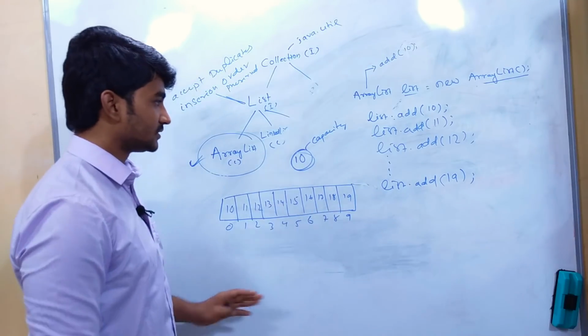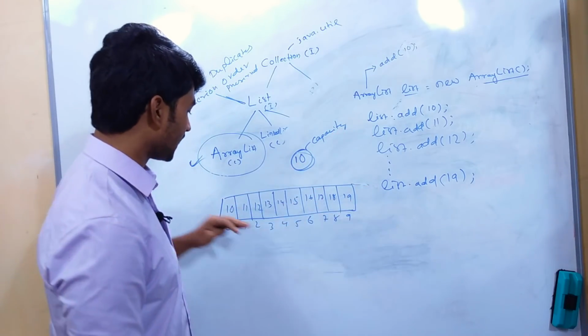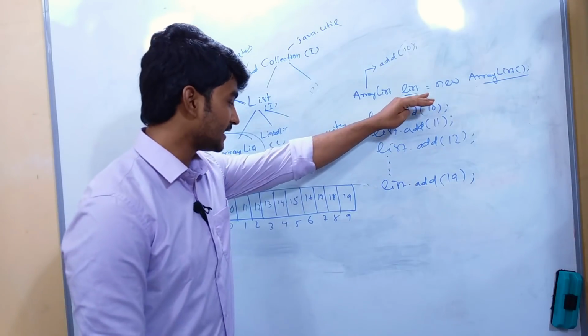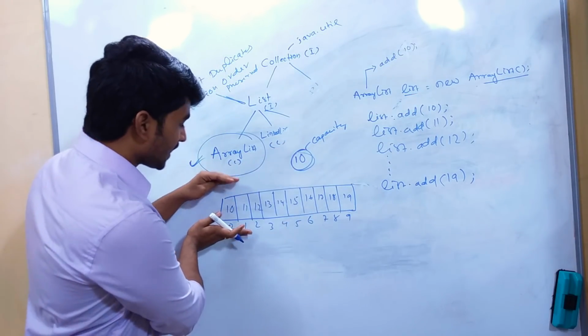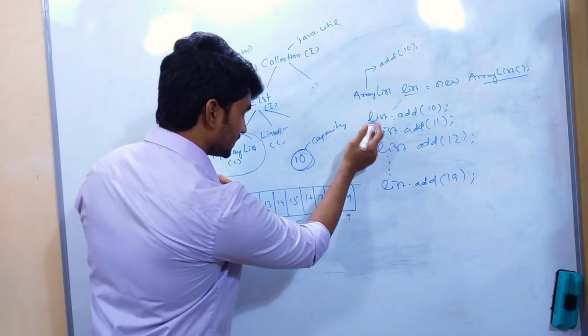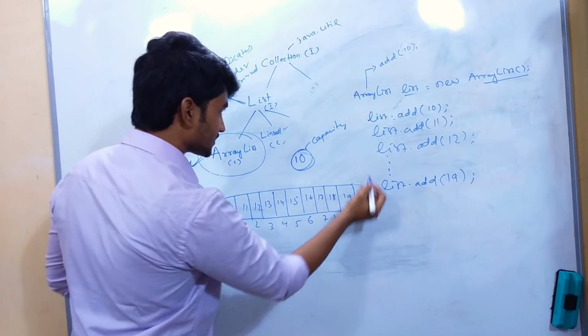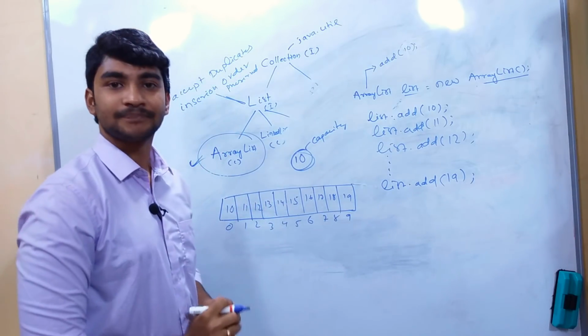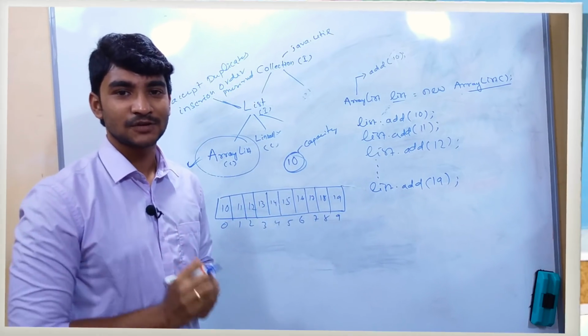Okay, simple. That's how we are going to add our elements into our array list, right? And this array list is internally using an array, and whenever we're inserting all these numbers, they just go into this array, right? Simple. Okay, so now let's talk about something else.